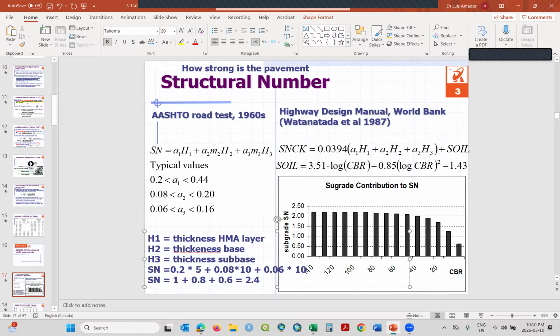If you make the pavement thicker, and now your base is, maybe your subbase is 20, you will increase this one to 1.2, and your structural number will also increase, and now will be 3, okay? So that's the concept of a structural number. It's just a way to say how strong the pavement is. These coefficients come from material testing.